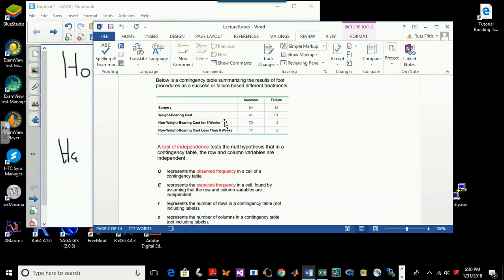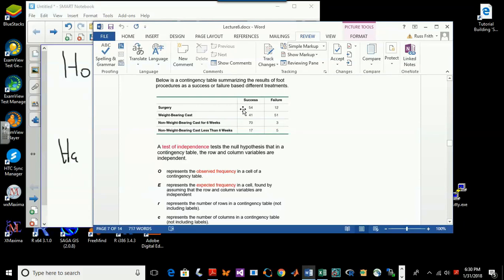Okay, so the contingency table, and I'll tell you what it's used for. The example will reveal that. So below is a contingency table summarizing the results of foot procedures as a success or failure based on different treatments. So surgery had 54 successes and 12 failures for the same foot procedure. So all of these remedies were for the same foot ailment.